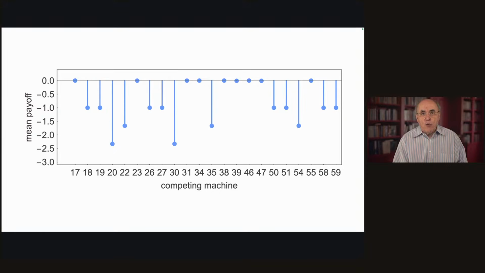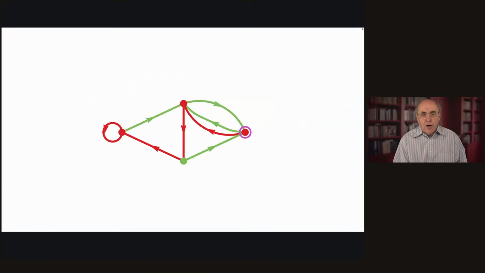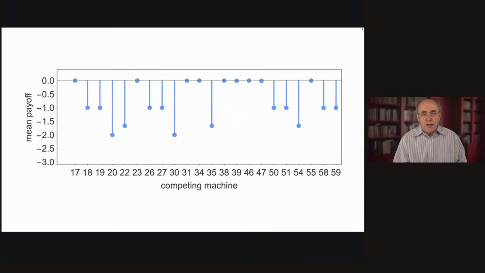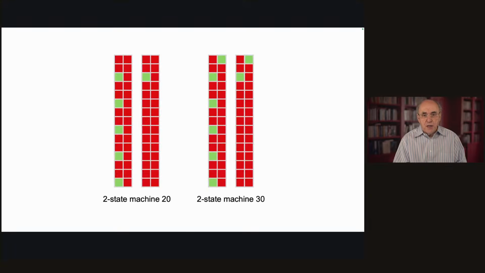Running all these against two-state machines, the overall winner is machine 336766 with average mean payoff of -0.77. So the mean payoffs achieved by this four-state machine, running against each possible two-state machine, are these ones here. They are very similar to those for the winning three-state machine. The only different behaviors occur when the opponents are the two-state machines 20 and 30, these ones here.